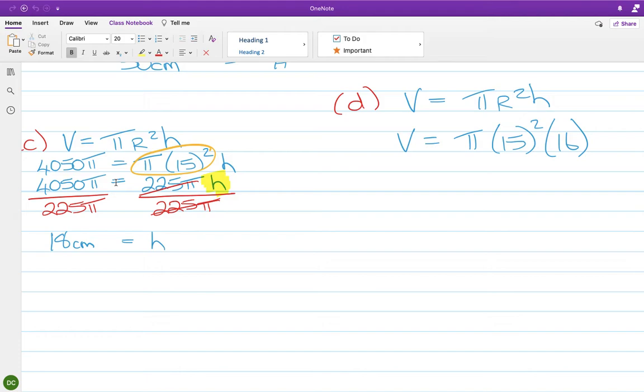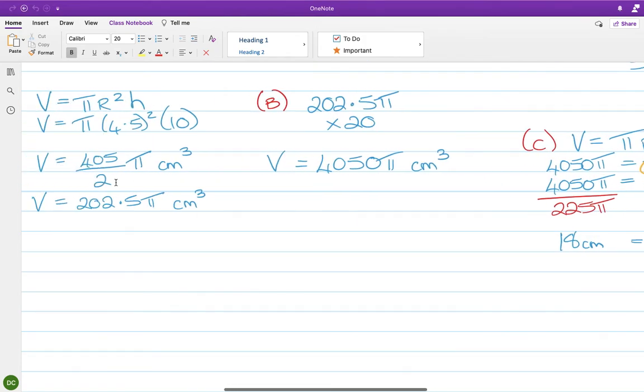So pi times 15 squared times 16. And that is giving me 3,600 pi centimeters cubed. So that is how much soup it can hold safely.